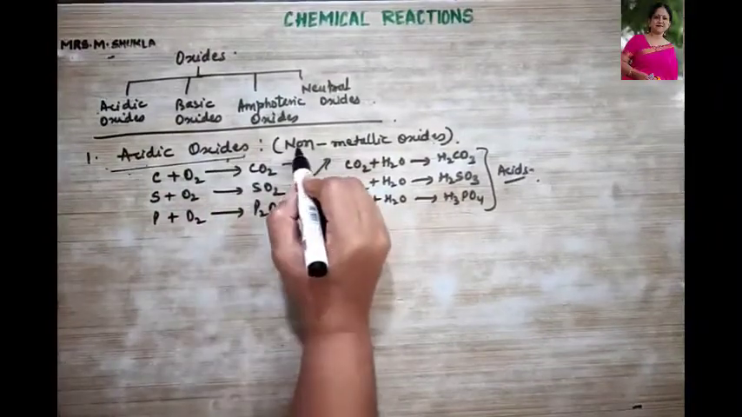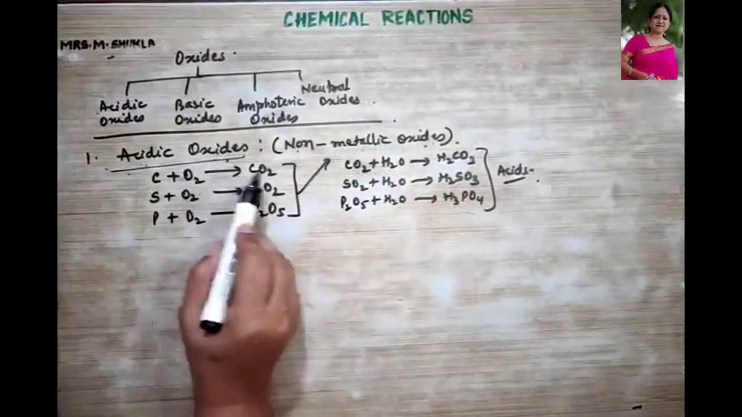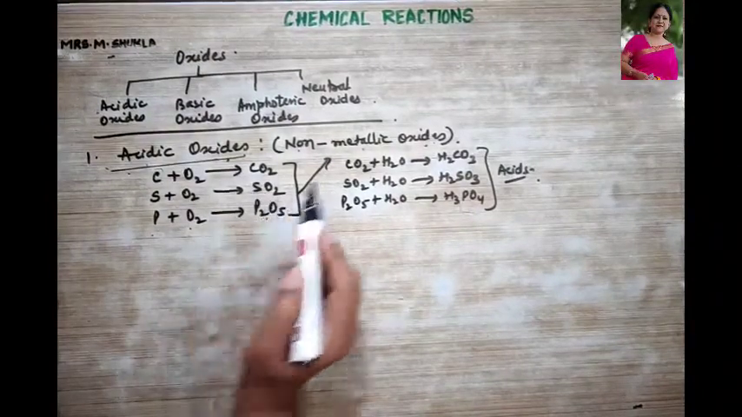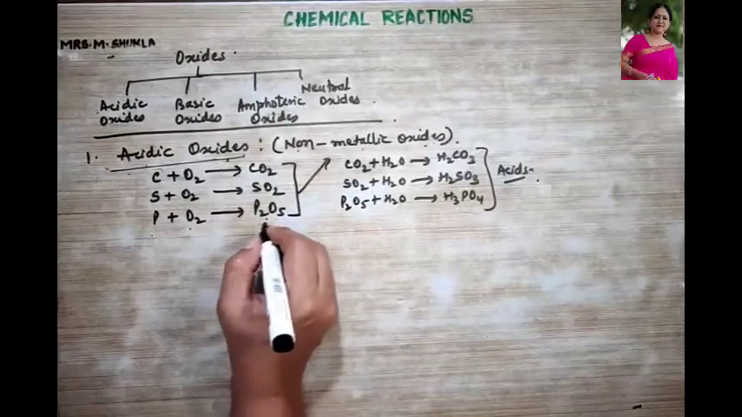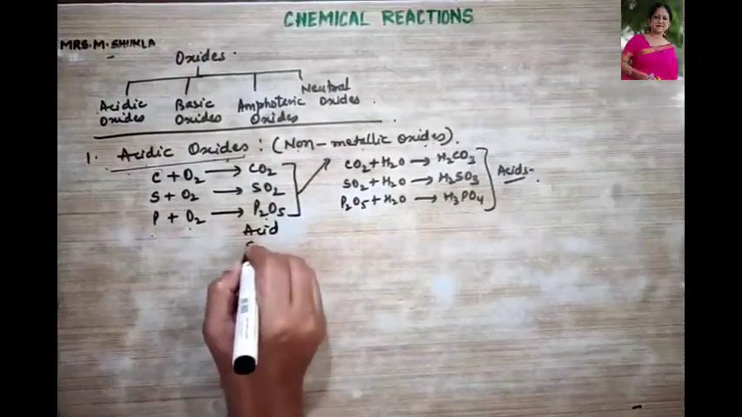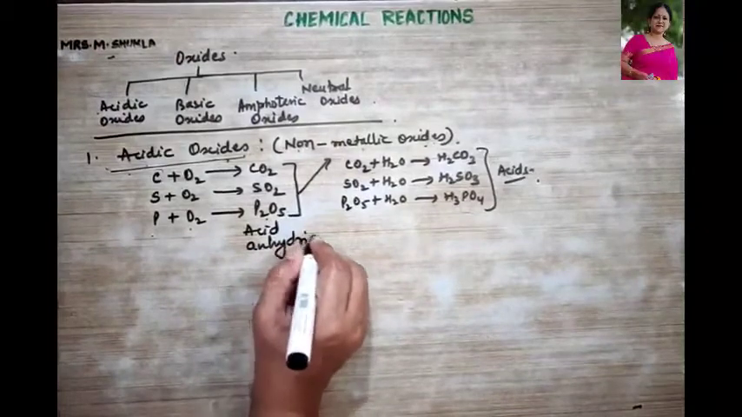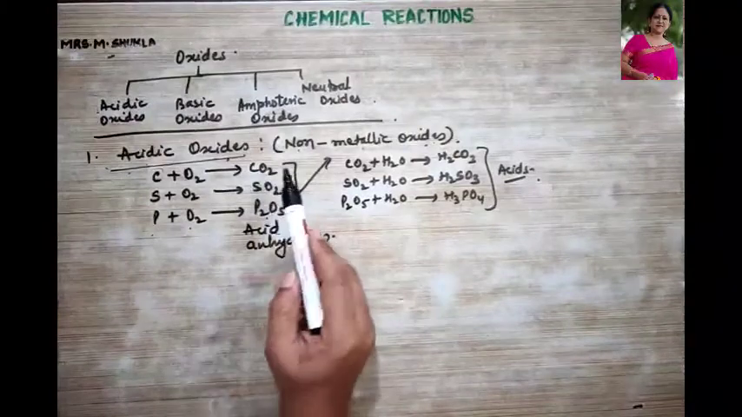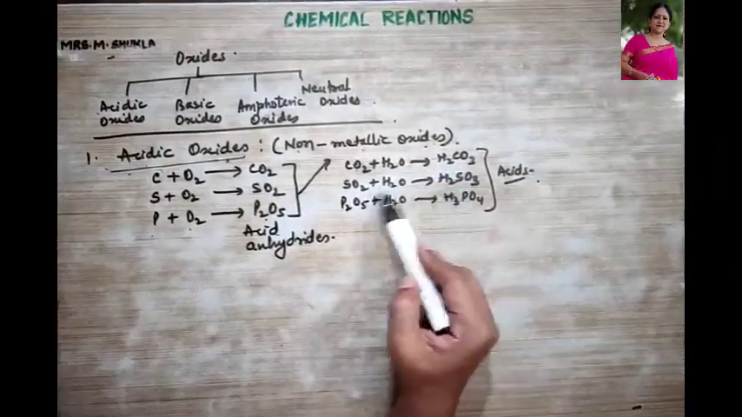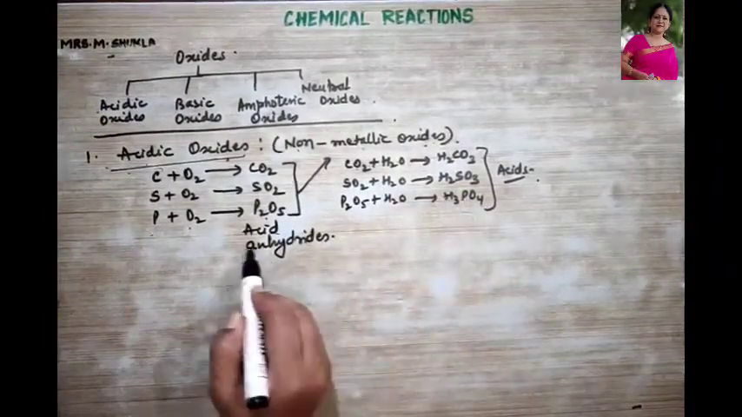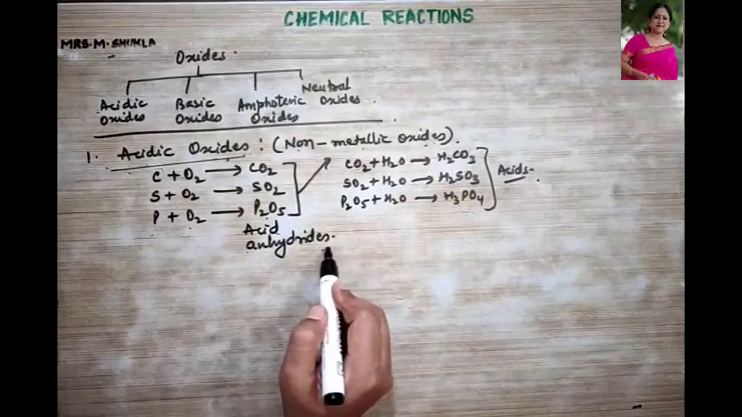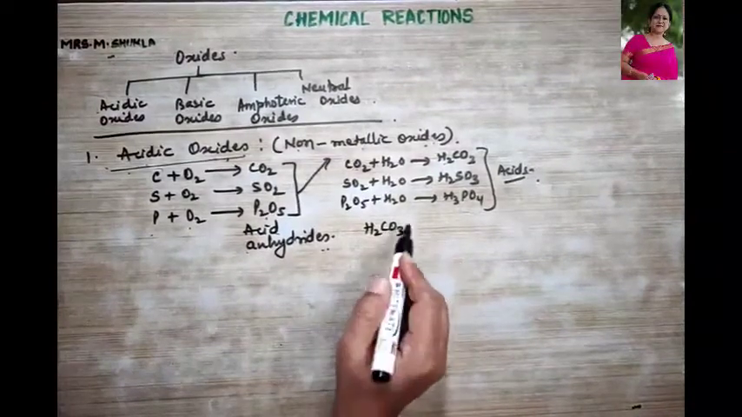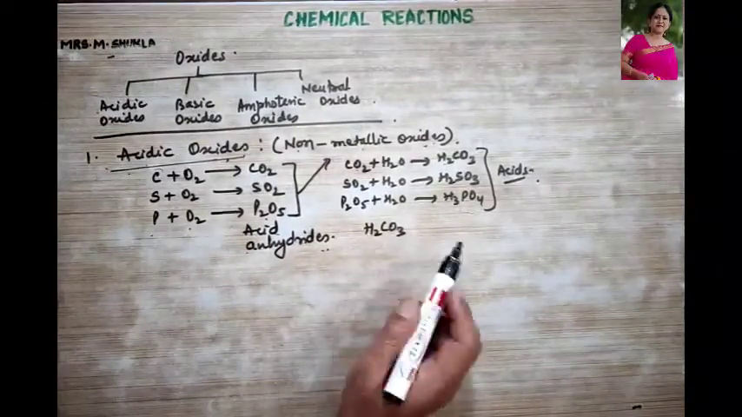Hence, what did we study in acidic oxides? Acidic oxides are also termed as non-metallic oxides. When non-metals combine with oxygen, they are called non-metallic oxides. These non-metallic oxides are also called acid anhydrides. Why are they called acid anhydrides? Because look here, when they dissolve in water, they form their respective acids. Now anhydride means removal of water. So from these acids, like for example H2CO3, if I remove water from here.